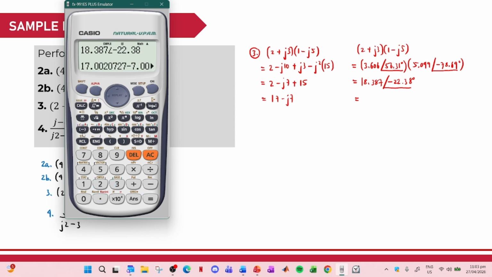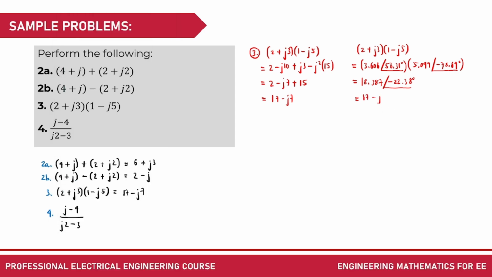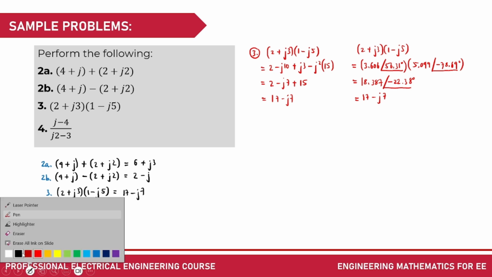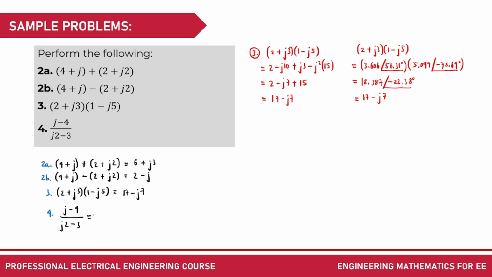You can simply press the equal sign there, and then you will get the same answer. The reason why it's somehow estimated, or may I say not exact, is because we rounded off the values of the angles and the magnitudes. But it's still the same. It's 17 minus j7. That's it. And then for number 4, we can simply divide this one.